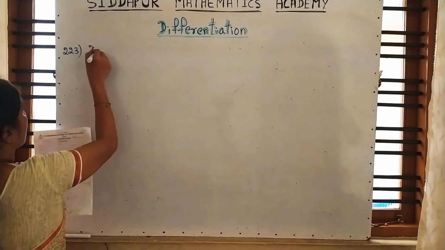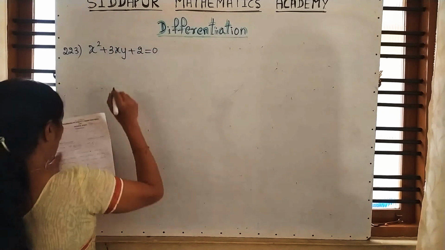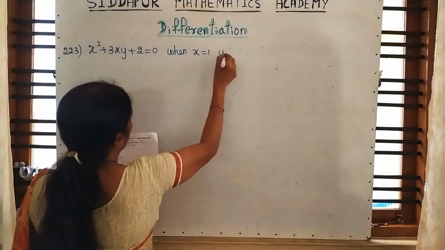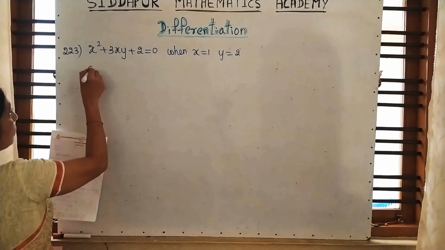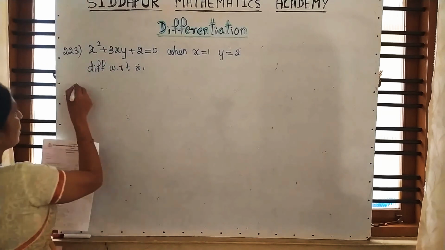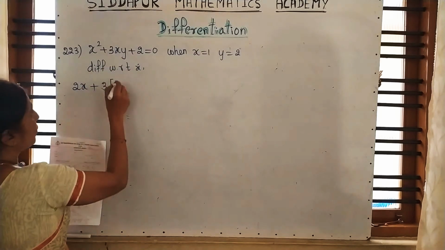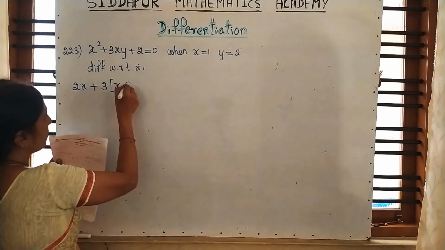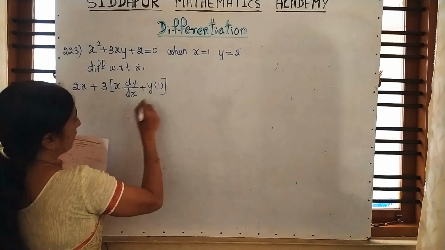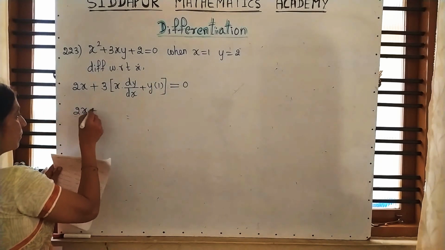X square plus 3xy plus 2 is equal to 0, when x is 1, y is equal to 2. Differentiate with respect to x. What is the differentiation of x square? 2x. 3 as it is, inside the bracket u into v. X as it is, dy upon dx plus y, differentiation of x is 1, is equal to 0, because differentiation of 2 will be 0. Then remove the bracket.